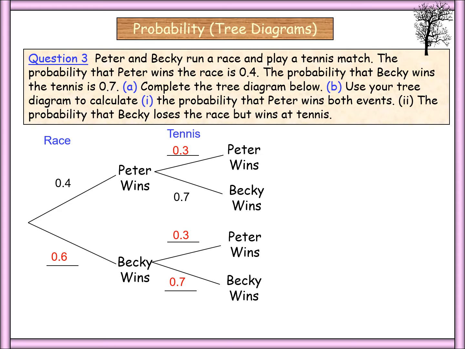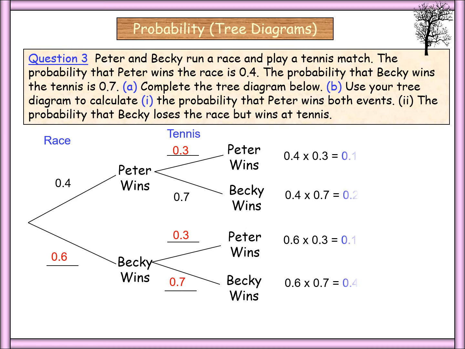So we have 0.6 over there. And then the probability of Peter wins tennis, it is 1 minus 0.3. So we have 0.3 over there. Okay? It's a matter of subtracting it from 1.